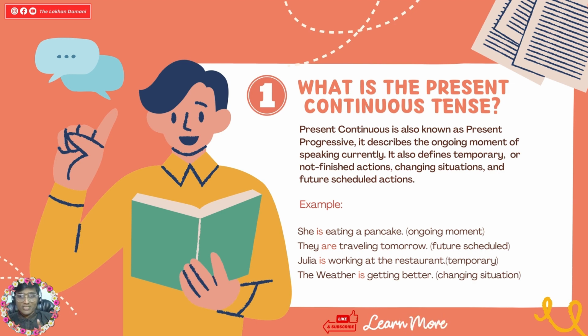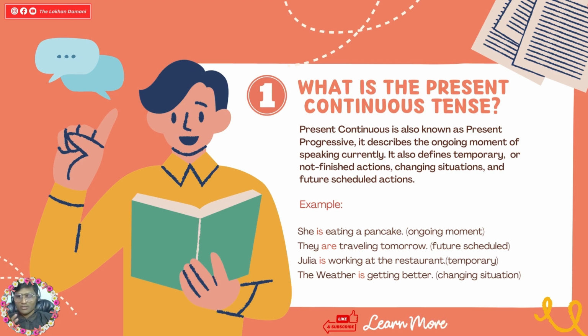So she is eating a pancake. It means at this moment, ongoing moment. But there are 3 other definitions you can see here in definitions. For example, future scheduled event. They are traveling tomorrow. So this action is going to happen tomorrow, but we are saying it now. This is a future scheduled event or moments or appointment, whatever you can say, right?